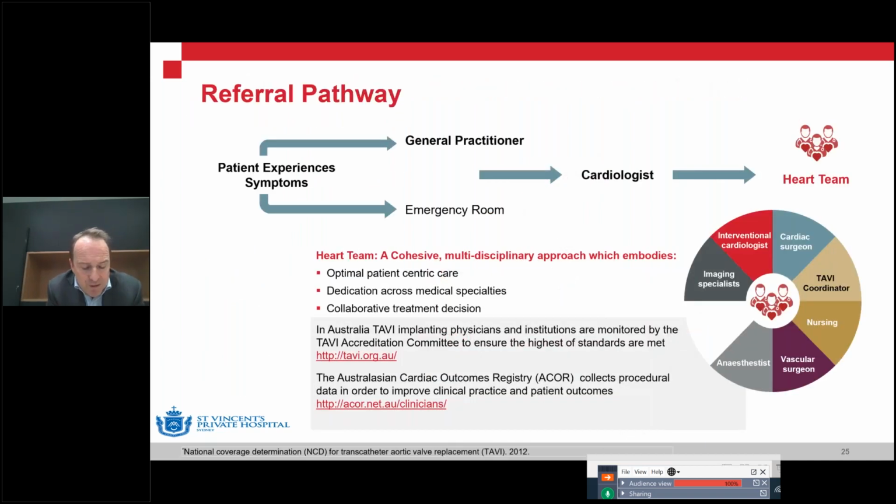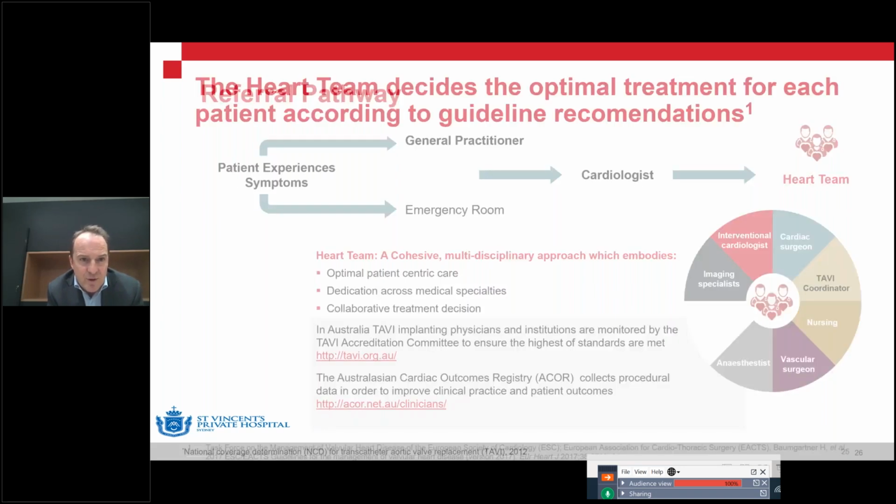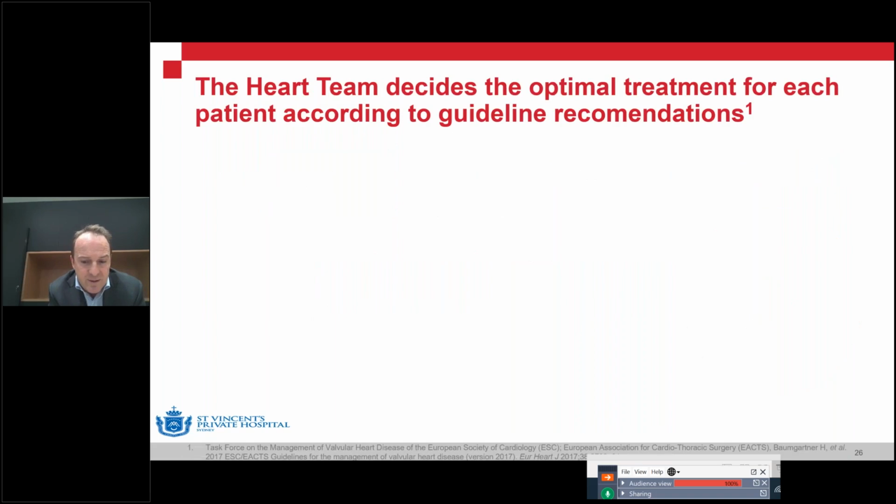In the modern world, referring them to a hospital or referring them to a specialist usually means they're actually going to be exposed to a heart team. And the modern heart team includes a cardiologist, a cardiac surgeon, imaging specialists, a vascular surgeon, possibly an anaesthetist, really to try and decide what the best treatment options are for these patients, depending on their age and relative risk.